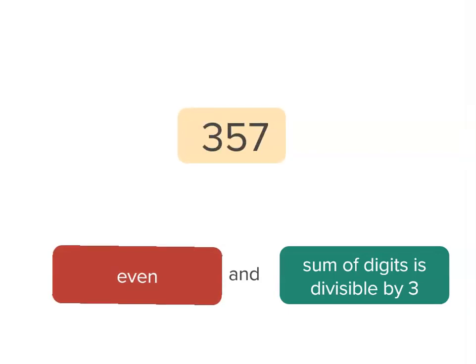357. Well, remember, it needs to be even because it's got to be divisible by 2. And that's not even, so we don't need to check anything else. If it's not even, it won't be divisible by 6.